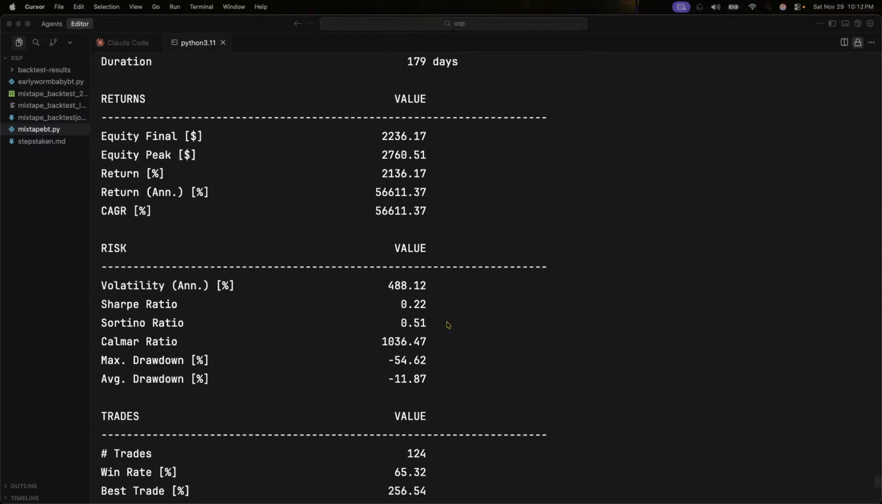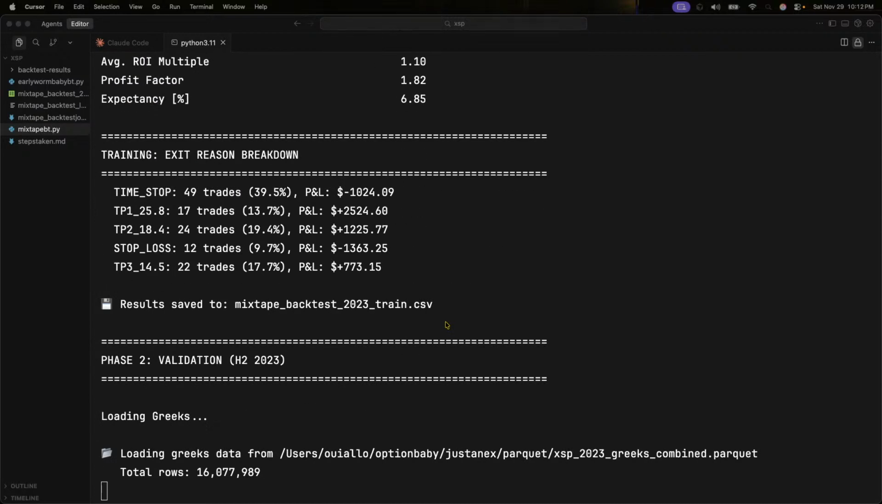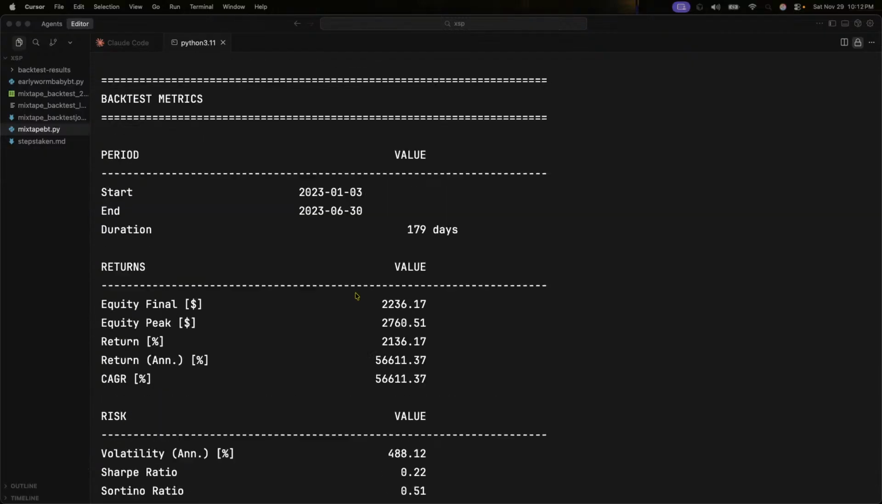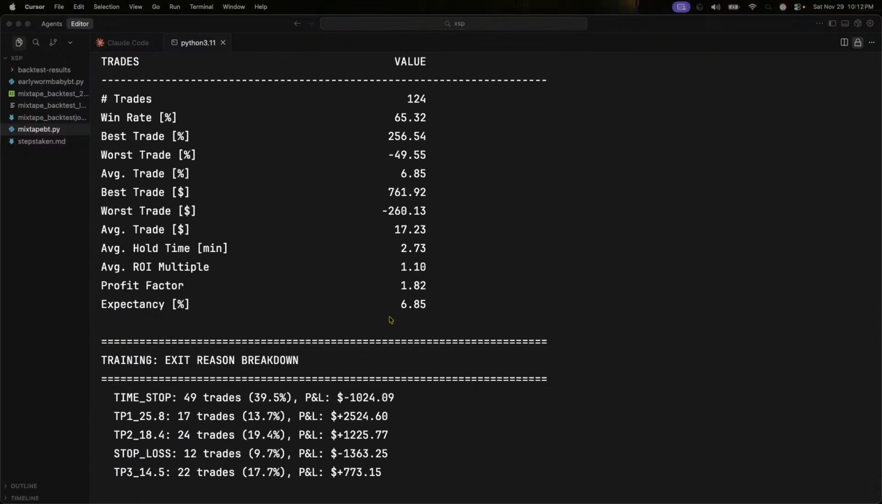Working on a new strategy here for mini SPY. All right, beautiful. And we're backtesting it now. Right now I'm seeing somewhat okay results. So it's interesting.